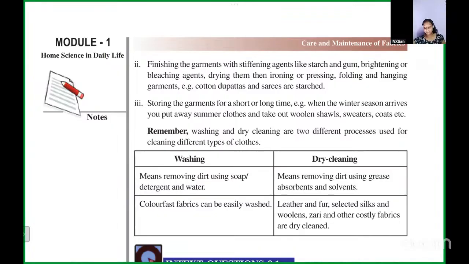For example, cotton dupattas and saris are starched. Have you ever seen your moms starch their saris or suits? It makes the material very hard, and when you press it, it stays like that. My grandmother, nowadays she doesn't go out a lot, but when she used to, she had every single piece of cloth starched. Every single sari used to be starched and pressed very nicely. My mother does, but not very often, only sometimes.